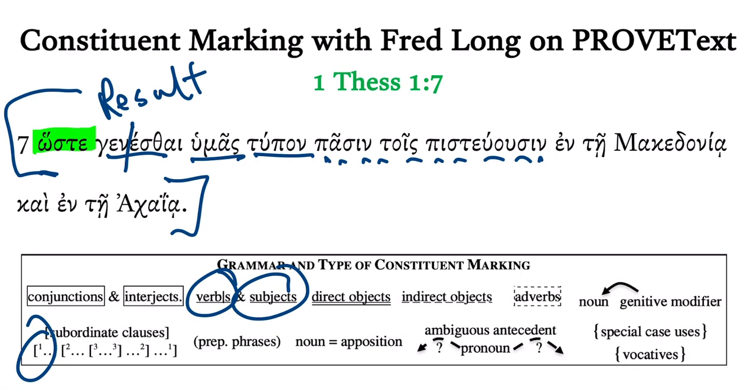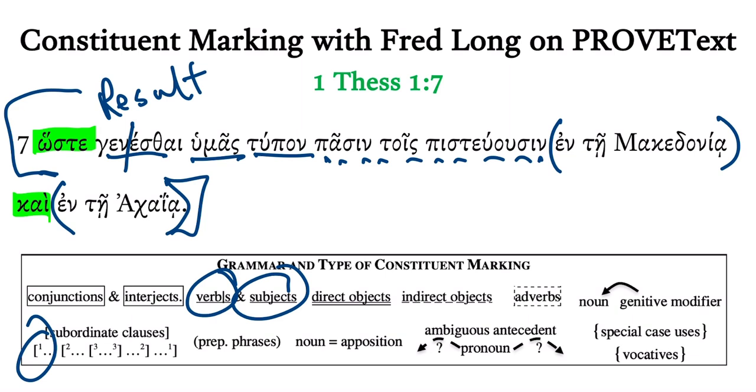across a dative. To all the ones believing in Macedonia, and in Achaia. So wow, we're done with that verse. Actually, it's pretty simple once you break that down. So what's happening again is that you have a dative of recipient, an example, or a dative of maybe benefit, for the benefit of all the ones believing.